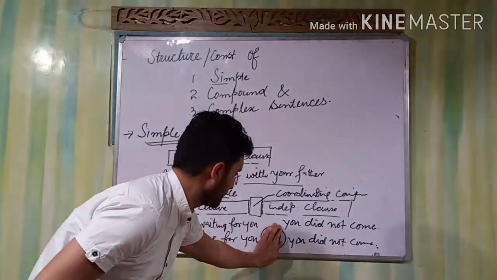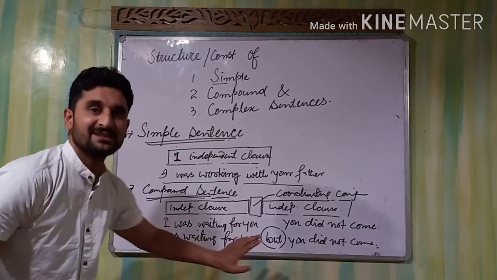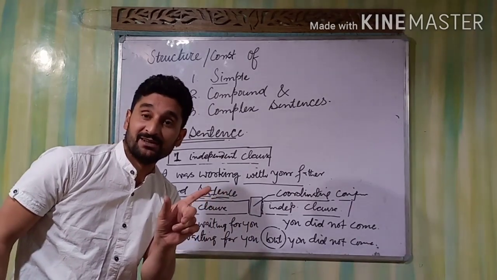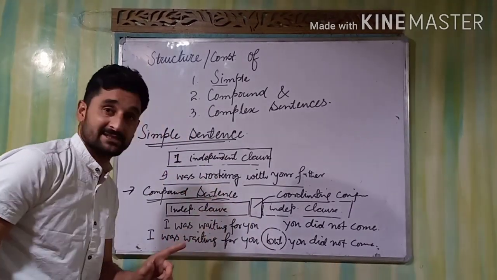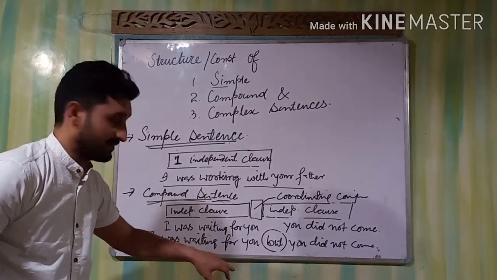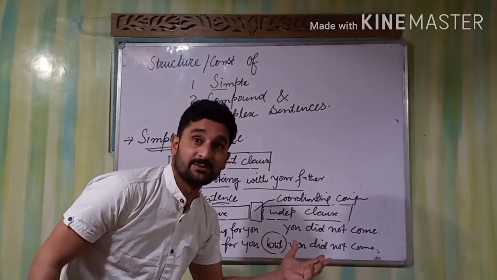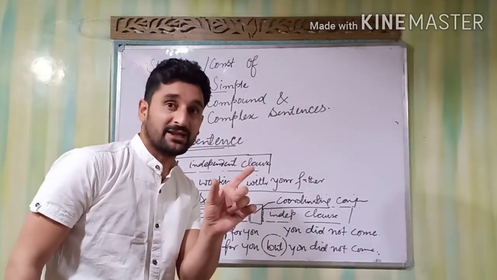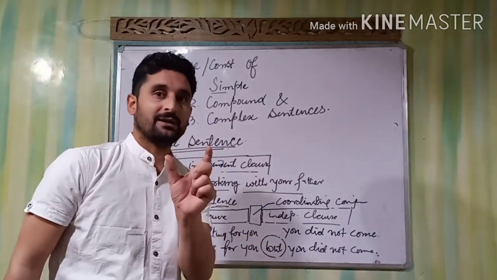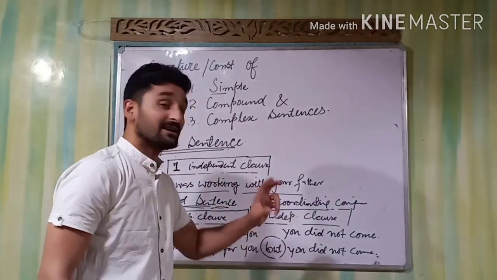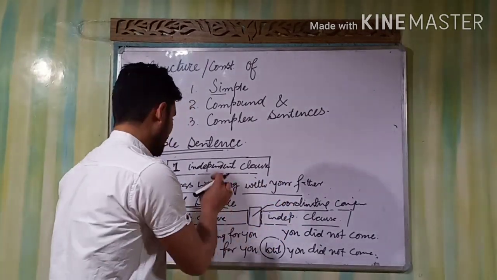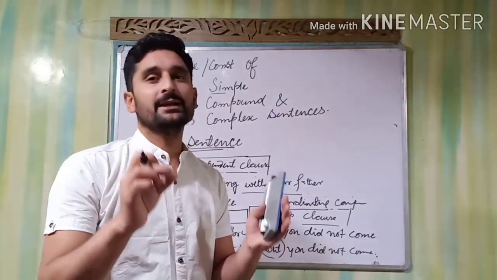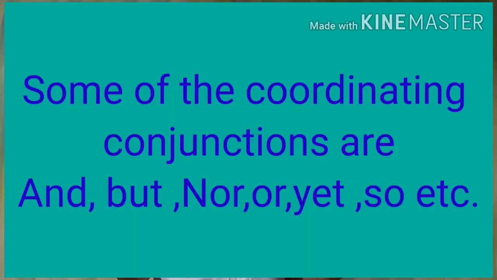If I hide this but for some time, you will find two simple sentences actually. I was waiting for you. It's a simple sentence, an independent clause. You did not come. Another simple sentence. But now these two sentences have been joined by something, and this something is known as a conjunction. In case of this compound sentence, this conjunction is known as a coordinating conjunction. All right.